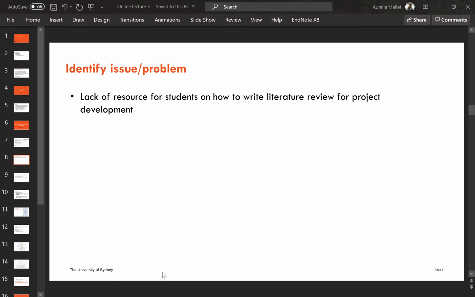So what was the actual issue or problem that the educational linguistics students were working with? Well, they found that there was a lack of resources for students on how to write a literature review for project development. So as I'm going to talk about, there are different types of literature reviews, and there seemed to be literature lacking on how to write a literature review when you're developing projects, which is what their assignment was about, so to design something.